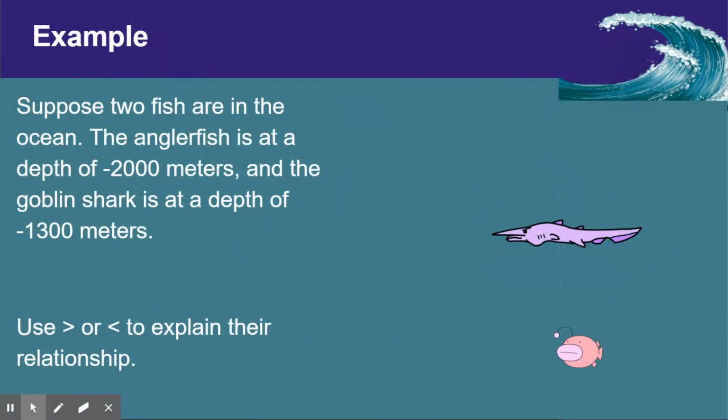So in this example, suppose that we have two fish. There's an anglerfish, which is at a depth of negative 2,000 meters, and a goblin shark, which is at a depth of negative 1,300 meters. We're going to use the greater than and less than symbols to explain their relationship.